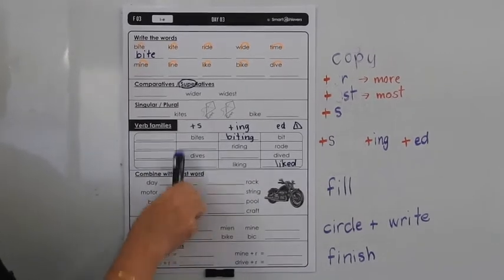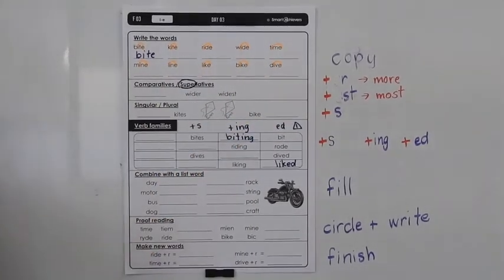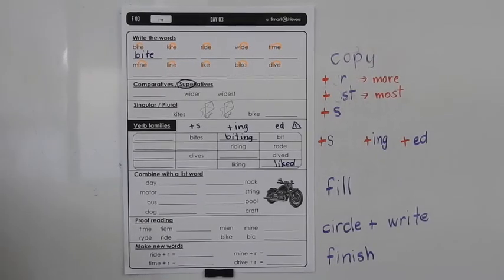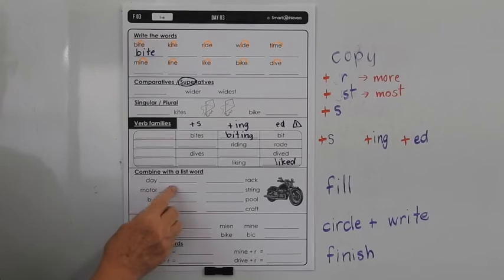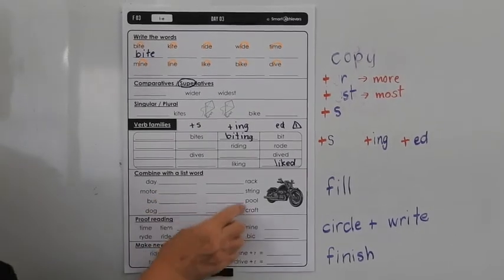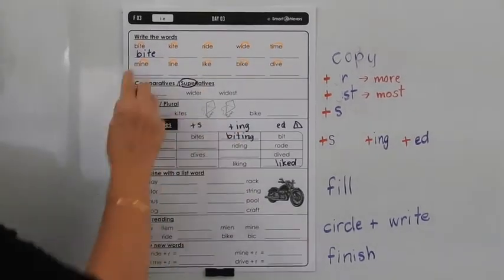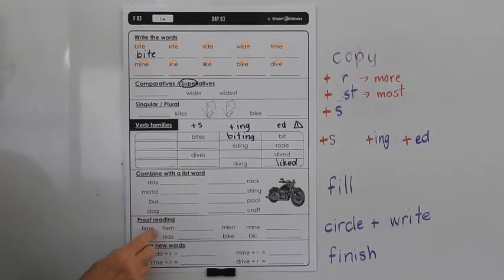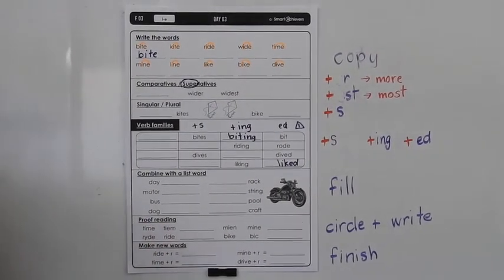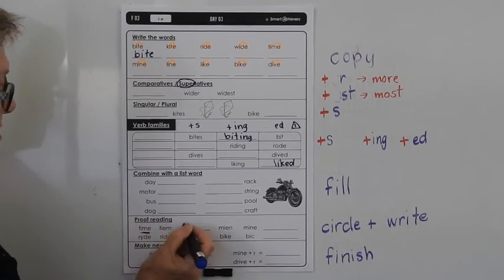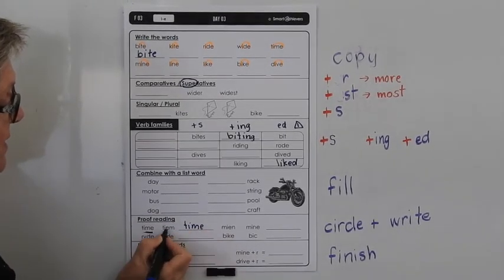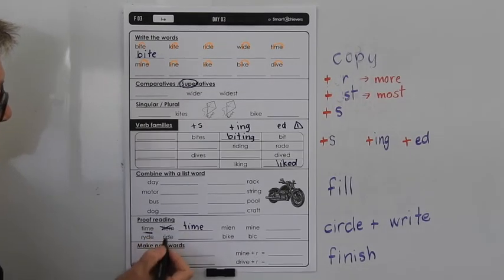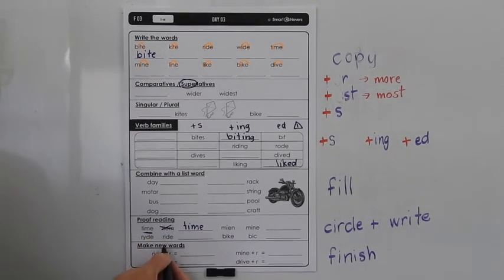Combine with a list word, so you've got to use these words at the top to work out how to finish these off. So it would be daytime, motorbike. And you can finish those ones on your own, so they're all coming from up here. Proofreading, you've got to decide which word is correct and then write it on the line. Don't get tricked because the letters may be out of order, like in that one. That one's definitely wrong.